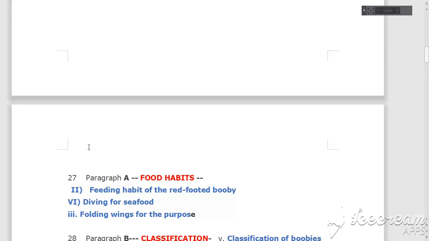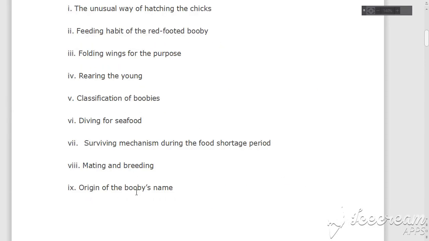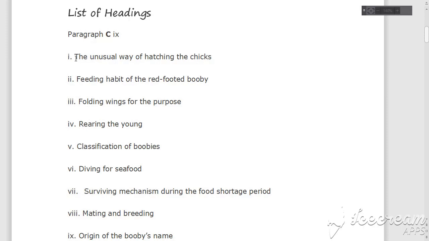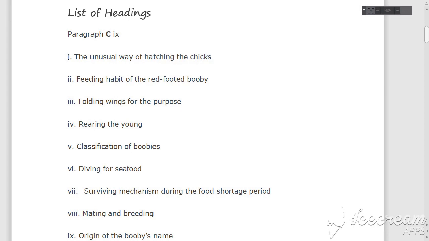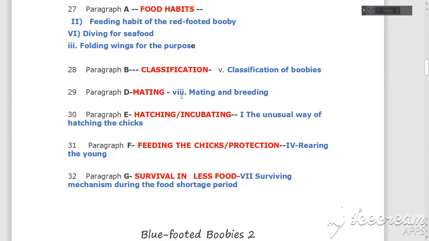Let's see if there is any word hatching or incubating mentioned in the list of headings. The first option, hatching the chicks. This is very similar to what we wrote. Hatching the chicks, and incubating and hatching have the same meaning. So this may be the possible answer for our question. Let's check if there is any other option. No, there is no other option. So this is our answer for the paragraph E. So option number one, the unusual way of hatching the chicks.